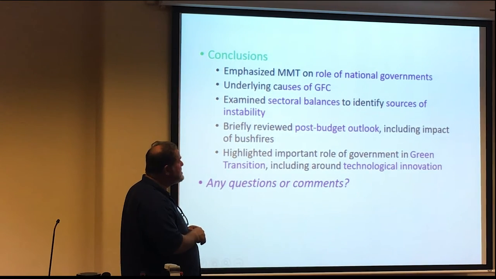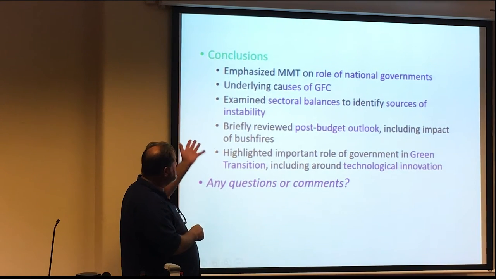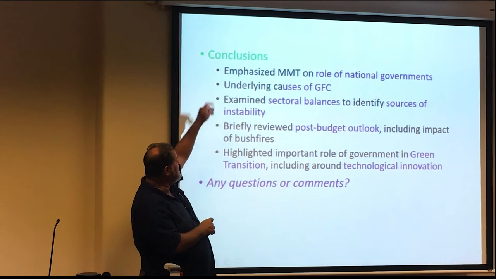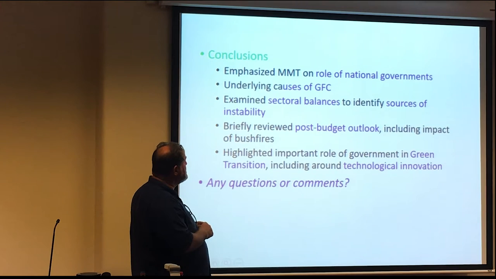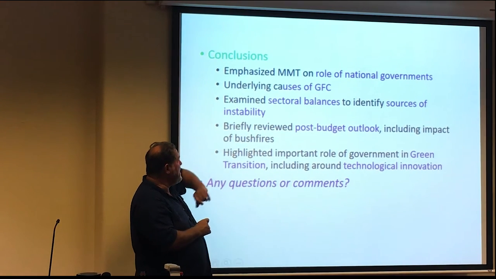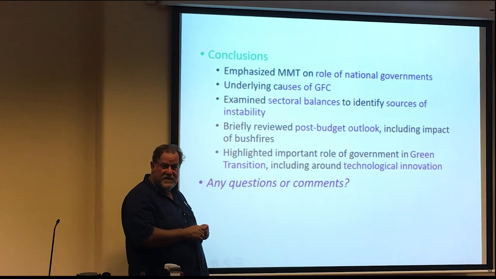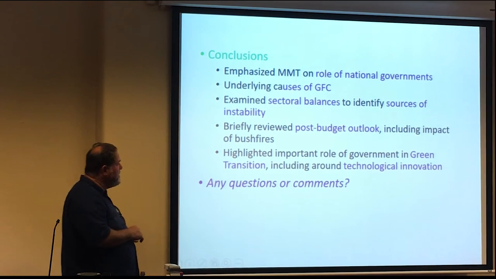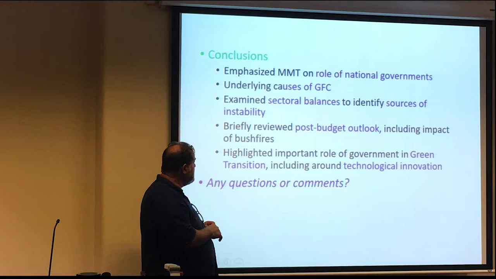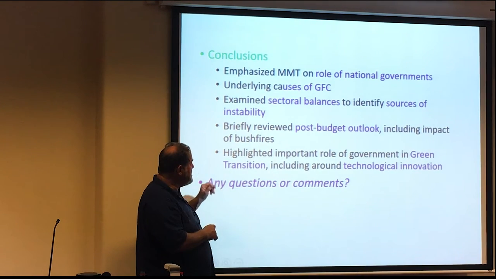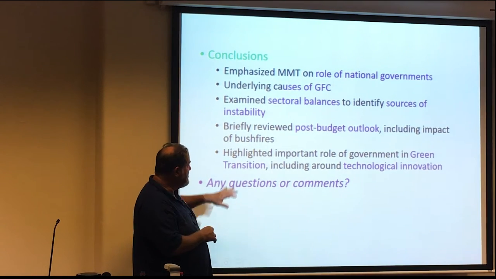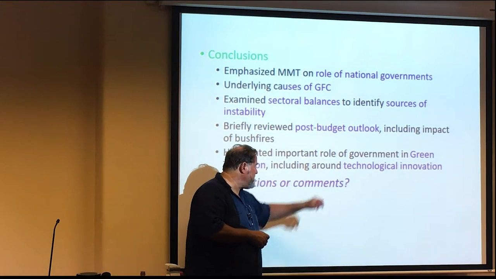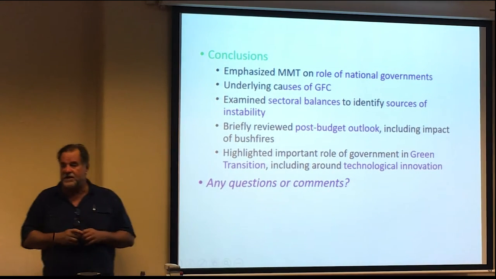Anyway, conclusions. I've emphasised the MMT take on the role of national governments. We've looked at the underlying causes of the global financial crisis. We've examined sectoral balances to identify the sources of instability and this obsession, of course, with generating surpluses. We've briefly reviewed the post-budget outlook, including the impact of the bushfires, and highlighted the important role of government, including in the green transition, not just around infrastructure, but also technological innovation.